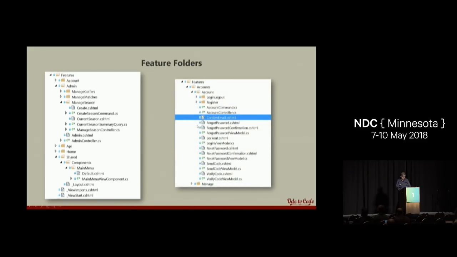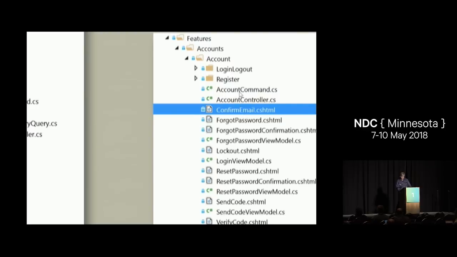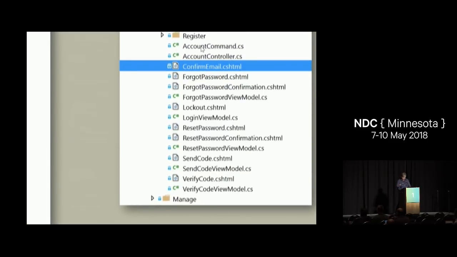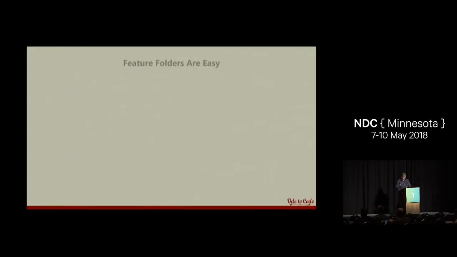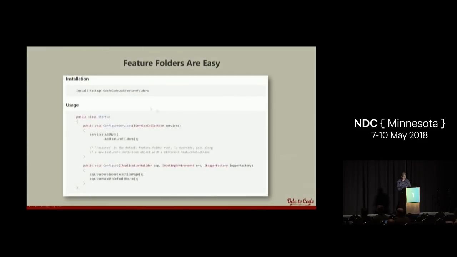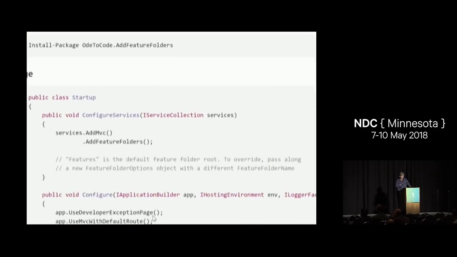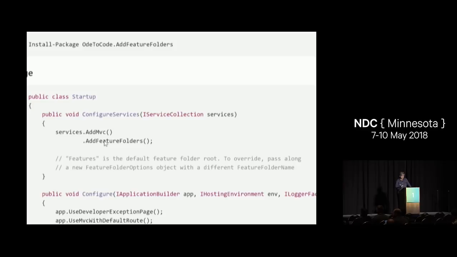This would be maybe how we could start reorganizing the account controller, breaking it out into smaller pieces and maybe having a reset password controller folder inside of here. To do this is very easy. I actually have a NuGet package, which is odecode.add feature folders. You can install that. Actually, the command you'd probably want to use today is .NET add package, odecode.add feature folders. And in configure services, you can just add MVC and then add feature folders to that service. It'll configure your MVC options to use those.